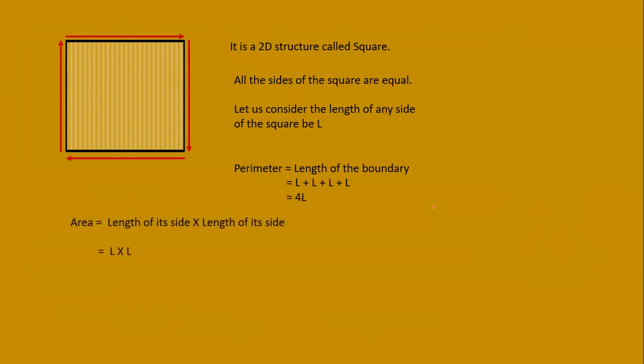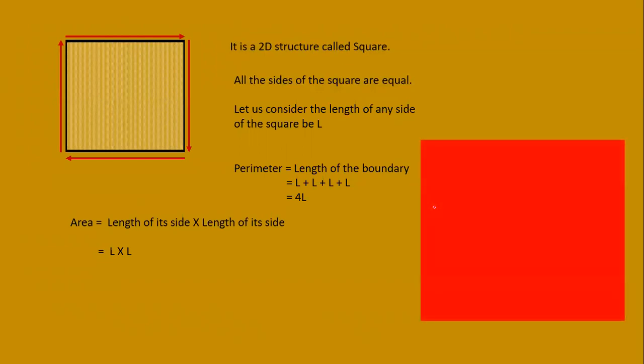Now what will be its area? Area will be length of its side into length of its side, right? In the previous case, area was length into breadth. So here length and breadth are not different, it will be length into its side. So L into L will be equal to L square.